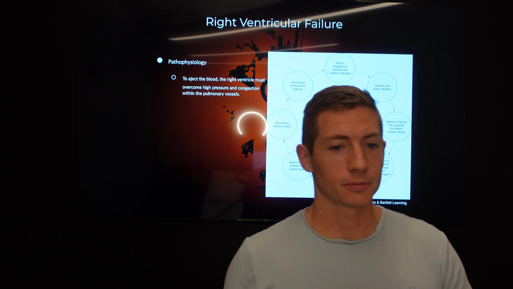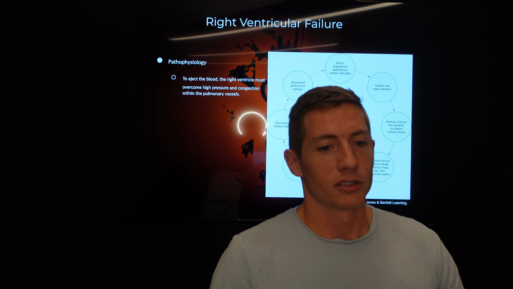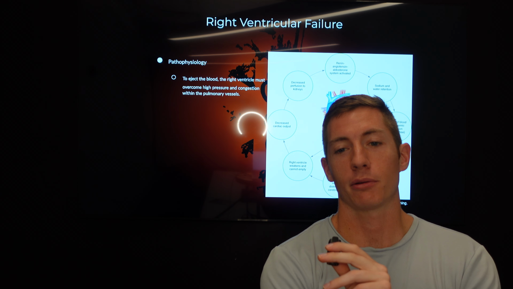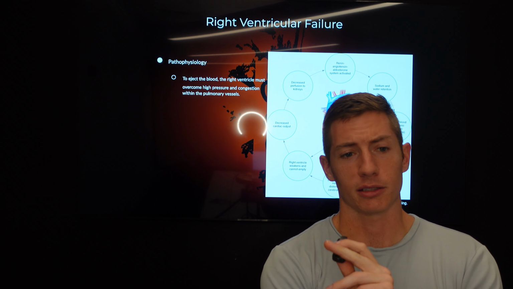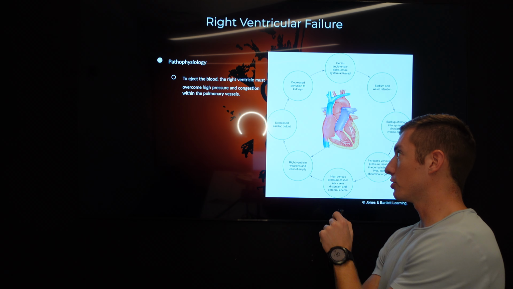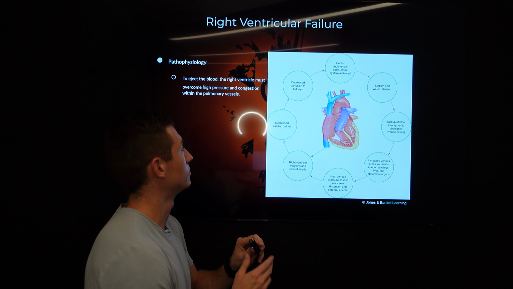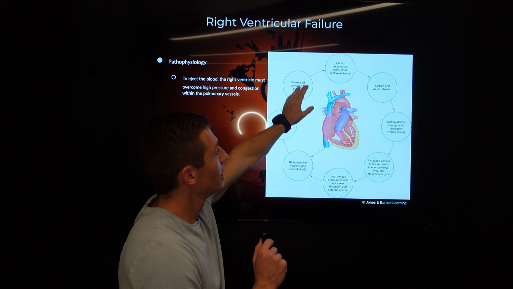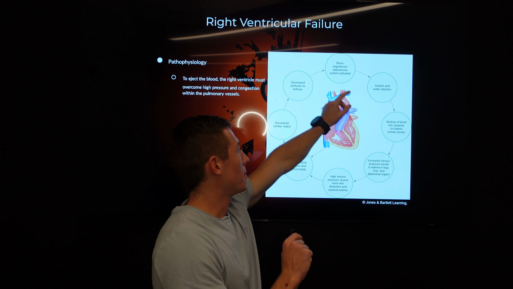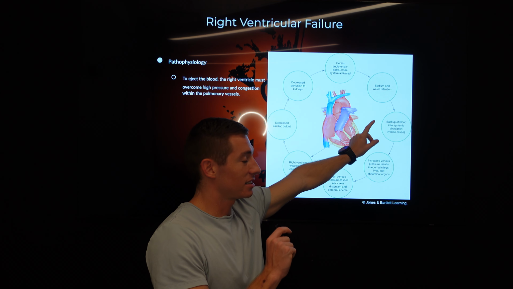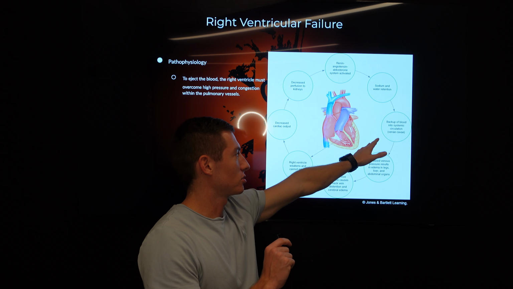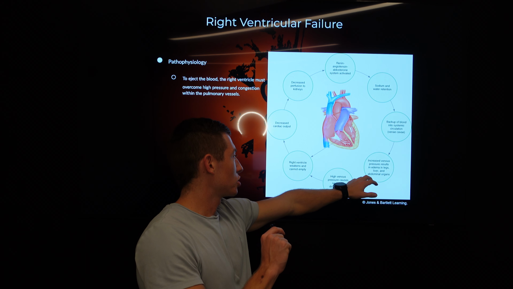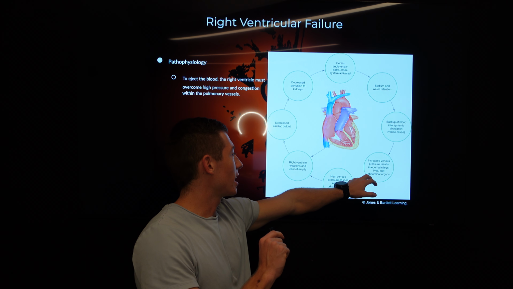Left ventricular heart failure. Right ventricular failure. To eject blood, the right ventricle must overcome high pressure and congestion within the pulmonary vessels. So our pathophysiology for that: starting at the top with the kidneys, the renin-angiotensin-aldosterone system is activated, which then causes sodium and water retention, backup of blood into the systemic circulation, also known as the vena cava, your large vein right below the heart. Increased venous pressure results in edema in legs, liver, and abdominal organs.